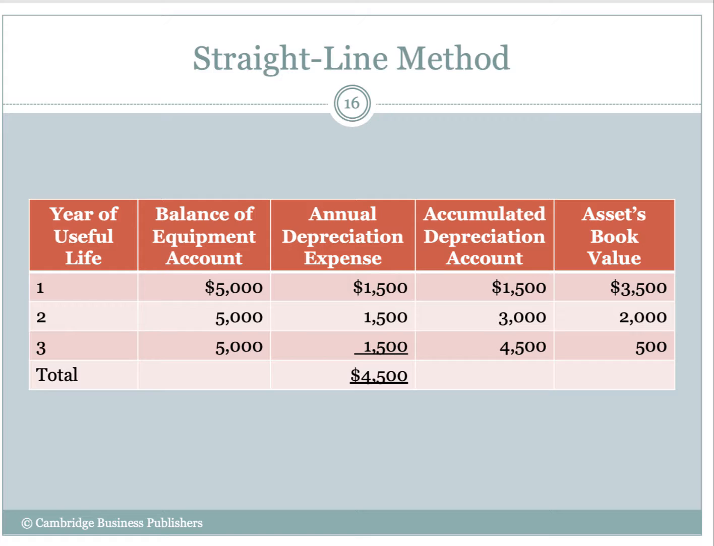What about for year 2? At the end of year 2, it's $2,000. Think about that. We originally paid $5,000 for this machine. The annual depreciation expense this year is $1,500, but our total accumulated depreciation is $3,000. So over 2 years, we have $3,000 worth of depreciation. Our book value is $2,000. And then look at the asset's book value at the end of year 3: $500. That's our salvage value, we assume.